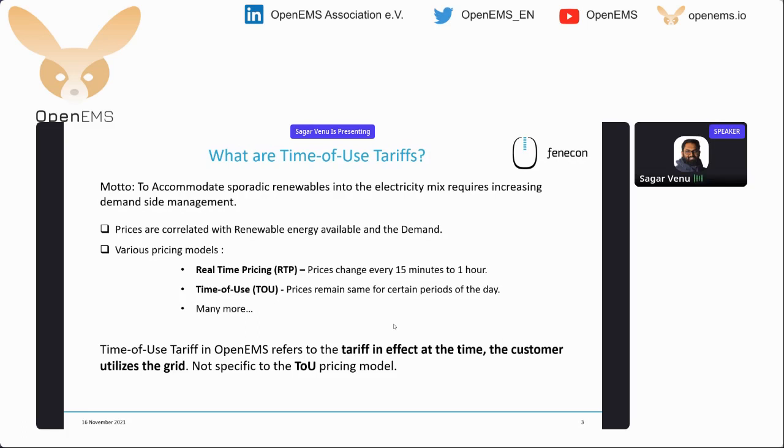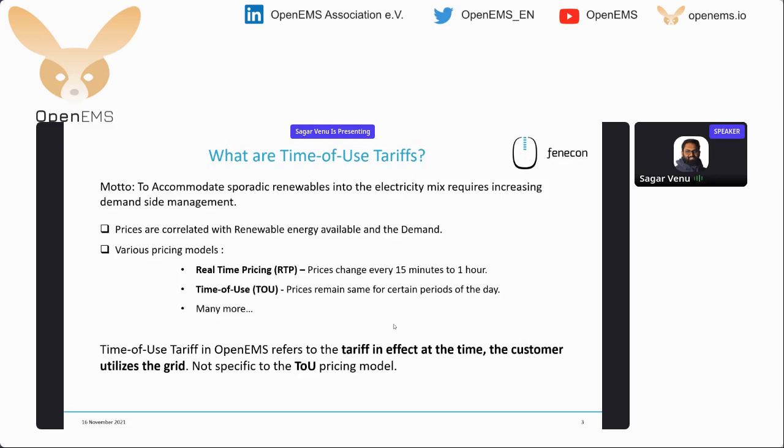There are various pricing models, various forms of time-of-use tariffs, in fact. One is real-time pricing, which is the focus of this controller, where the prices change every 15 minutes to 1 hour. This is provided by the utility provider and given to the customer way in advance. Similar to that, we have time of use, where the prices remain the same for a certain period of time. One example would be a difference in prices for day and night. And there are many more pricing models as well, like variable peak pricing and critical peak pricing.